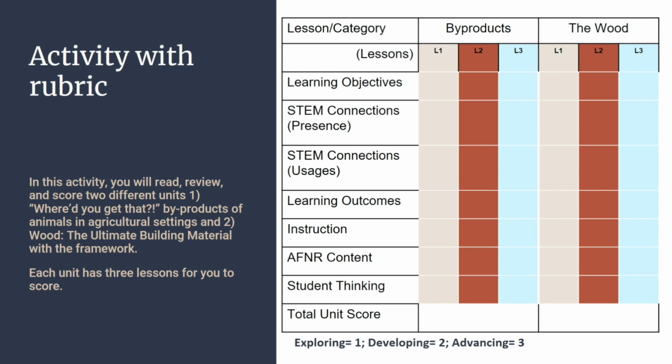You will need pieces of paper to write down your score. The scores are 1 for exploring, 2 for developing, 3 for advancing. You will score each category for each lesson in a unit. After you have done scoring, please also enter your score in a quadrant link in Module 4. We will have more information about the quadrant link in the next slide. This will help us keep a record of what you have done.